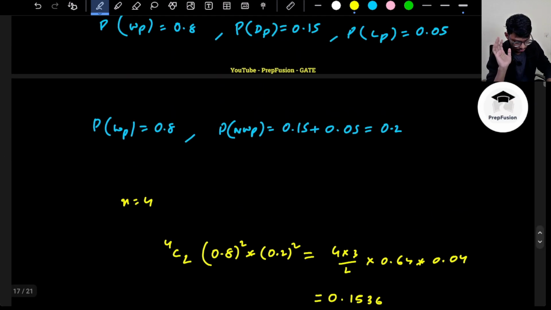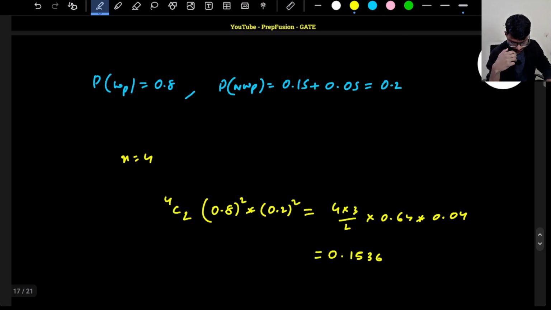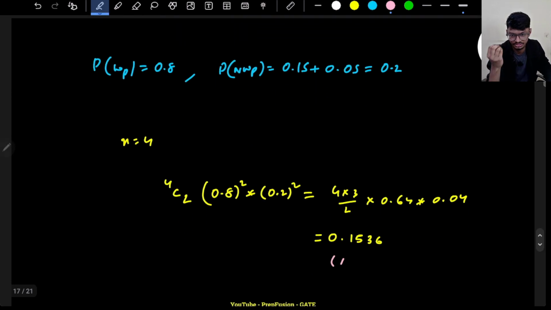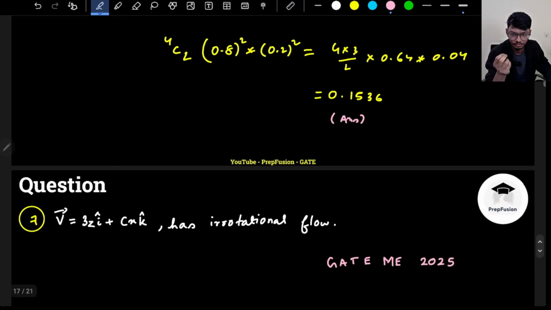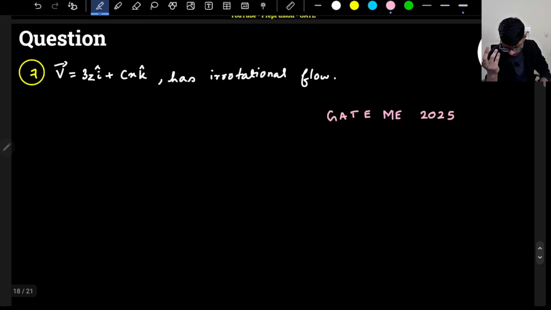Okay, so yeah, this is a very good question, just a bit tricky. Okay, so now let's come to this last one. Again, this one is very simple. You just have to say if the vector field V is irrotational, what you have to do? Simply the curl of V will be 0, null vector.